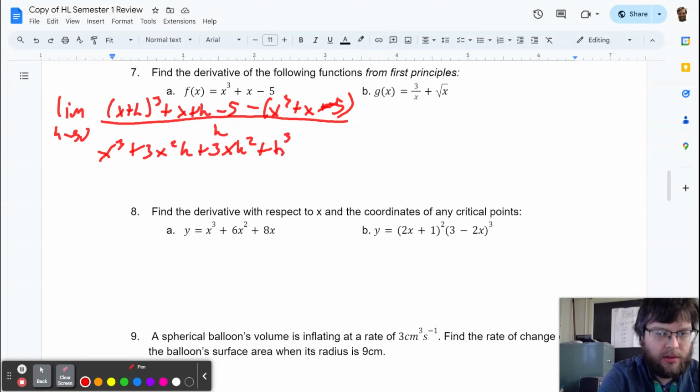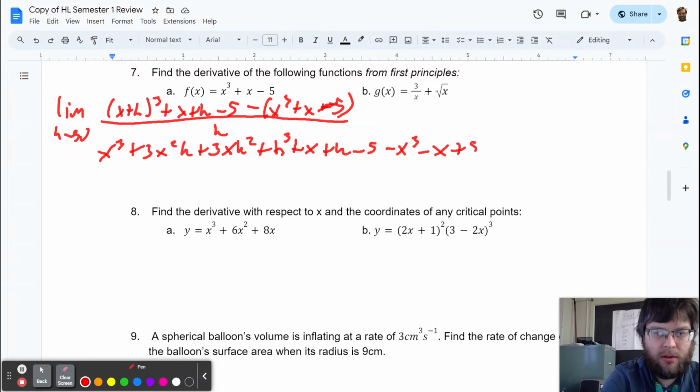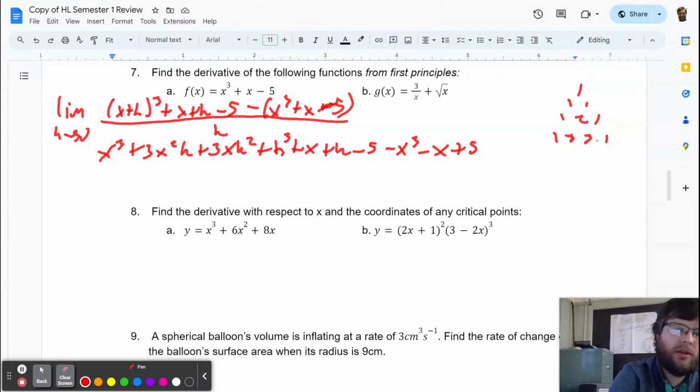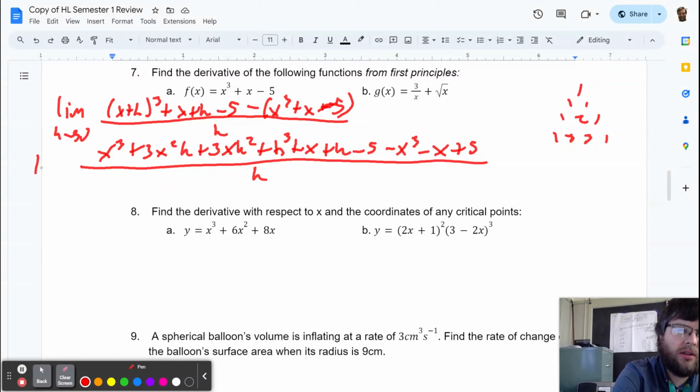If you don't use the shortcut, and the shortcut I'm talking about is thinking of Pascal's triangle, where you have 1, 1, 1, 1, 2, 1, 1, 3, 3, 1. If you want to set it out 3 times and FOIL it, you can do that. Or you can just use the little shortcut. And all that's over h. And all that has a limit as h approaches 0.